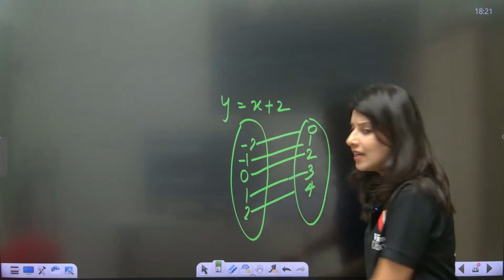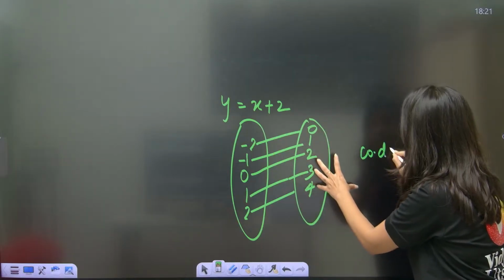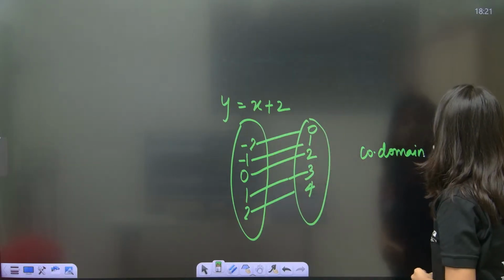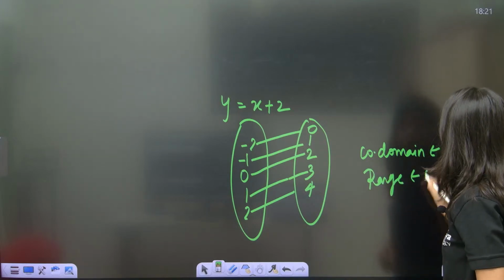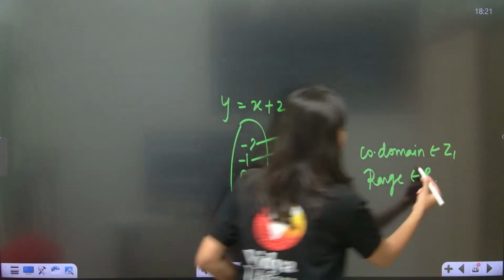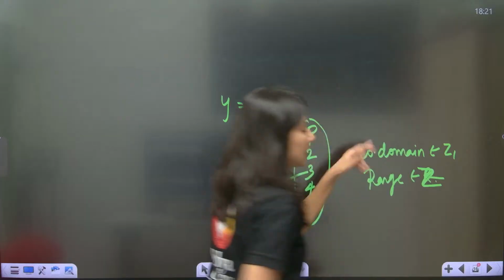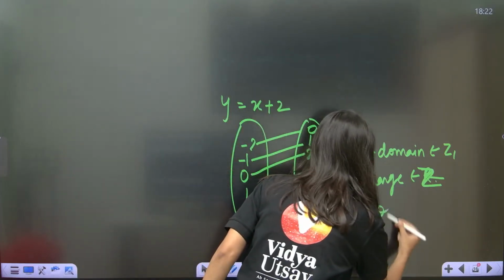Can you see that over here, codomain? Do you know what is codomain? Yes, ma'am. Codomain is all integers. And what about the range of this function? You are going to get all integers in the set. So range, all integers. Range and codomain are equal. So this is onto. The only function which is onto is this.